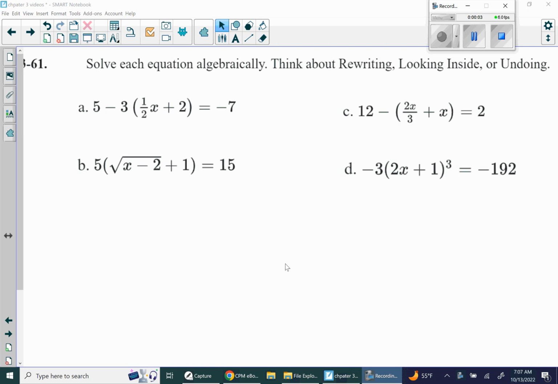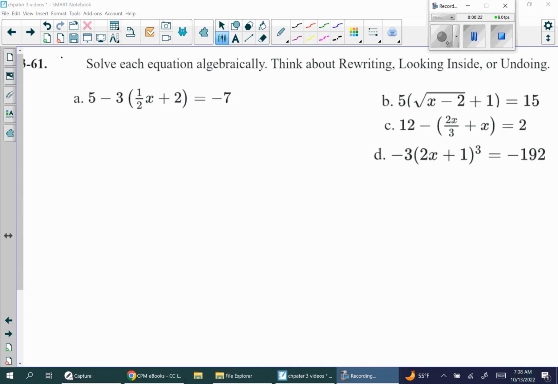CPM Math 3, Problem 3-61. We're being asked to solve algebraically some pretty crazy looking equations here, and we're going to go through each one of them, so this is going to be a little bit longer of a video than what I normally do, but I do want to talk about the strategies for each one. So let's start with problem A.